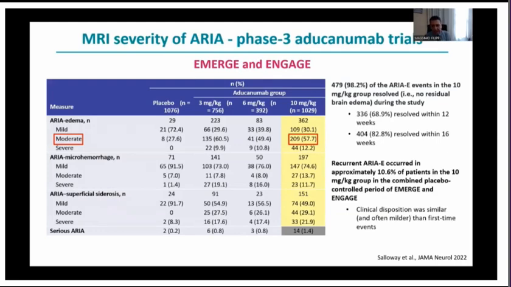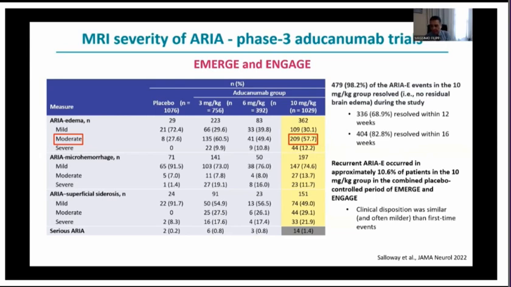At any rate, I wish also to remind you that by using this approach in Emerge and Engage, moderate ARIA-E events were the majority, at around 60%, but more than 98% of them were in the 10 milligram per kilogram group, so the high dose group, and they resolved almost completely, up to more than 80% within 16 weeks after treatment discontinuation.